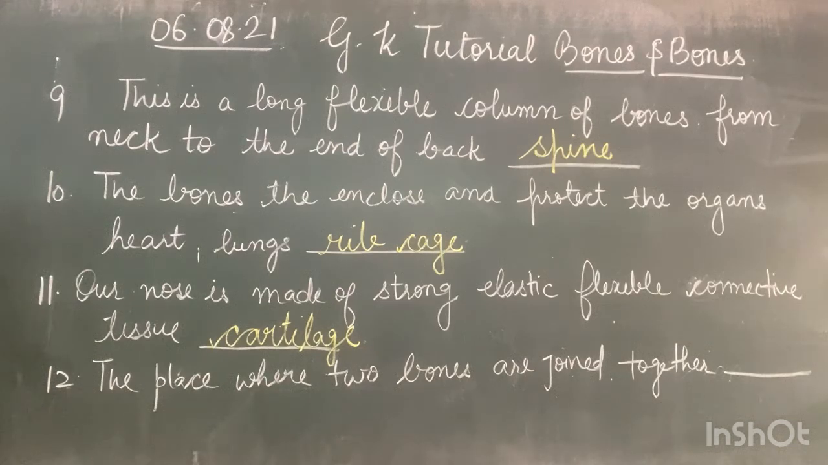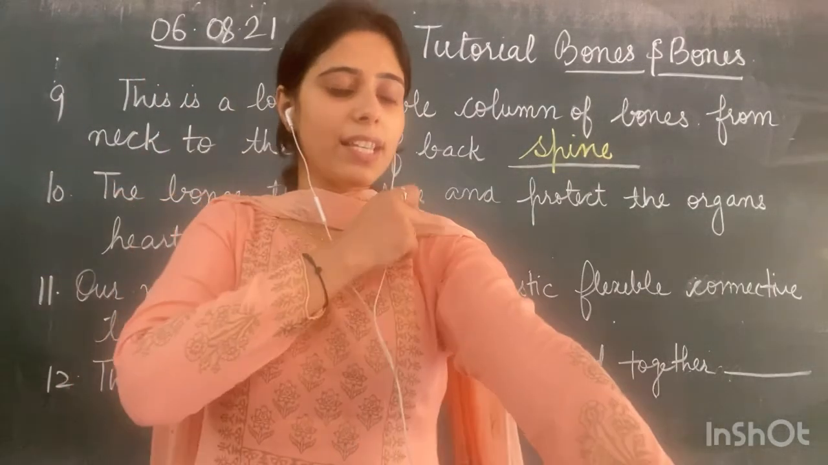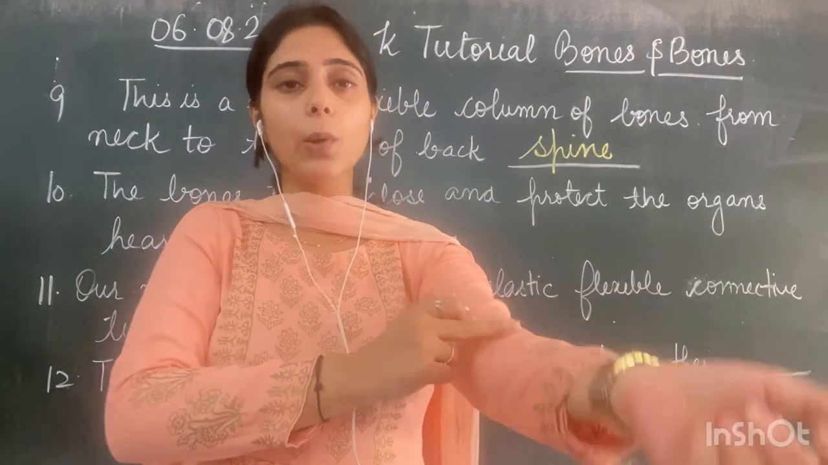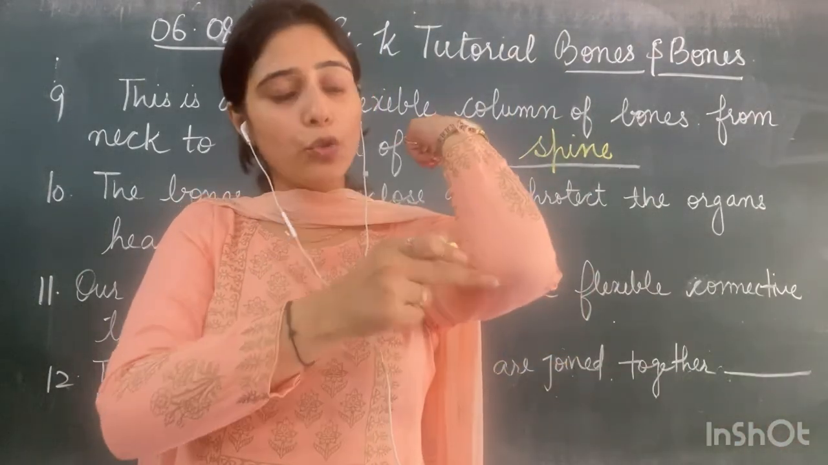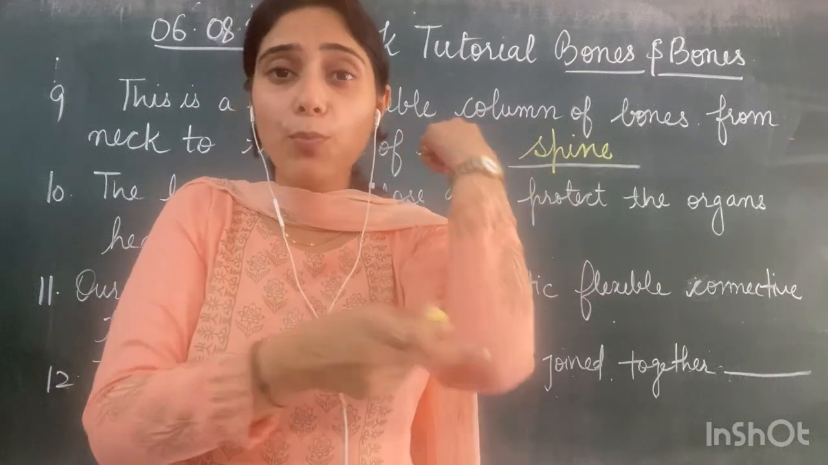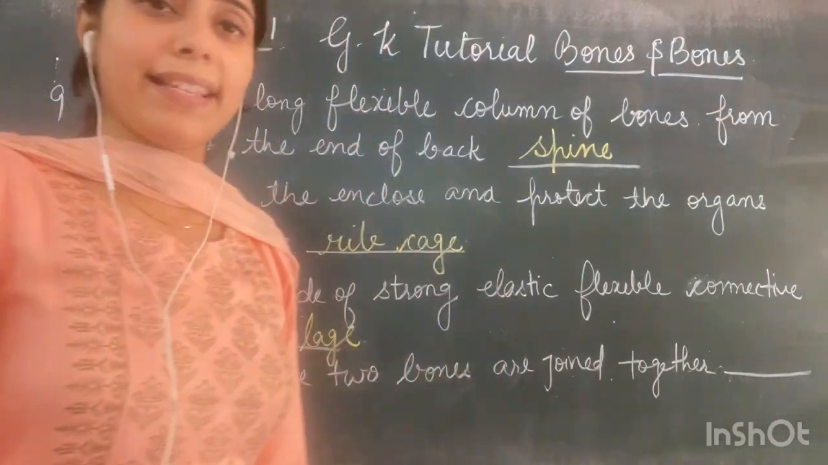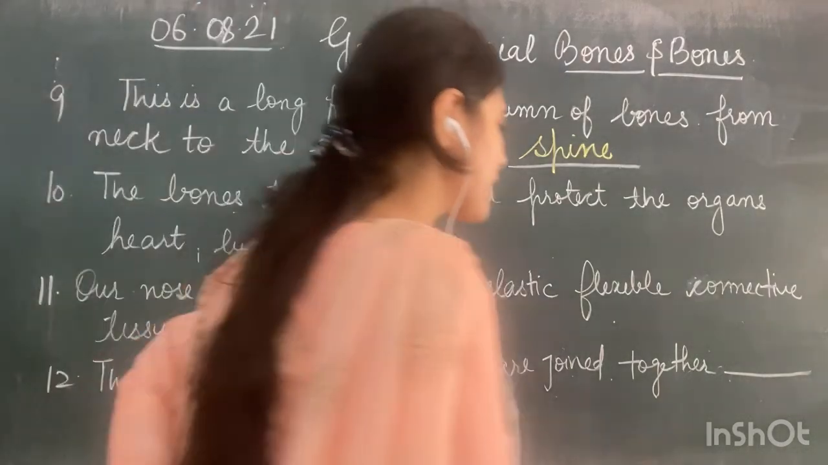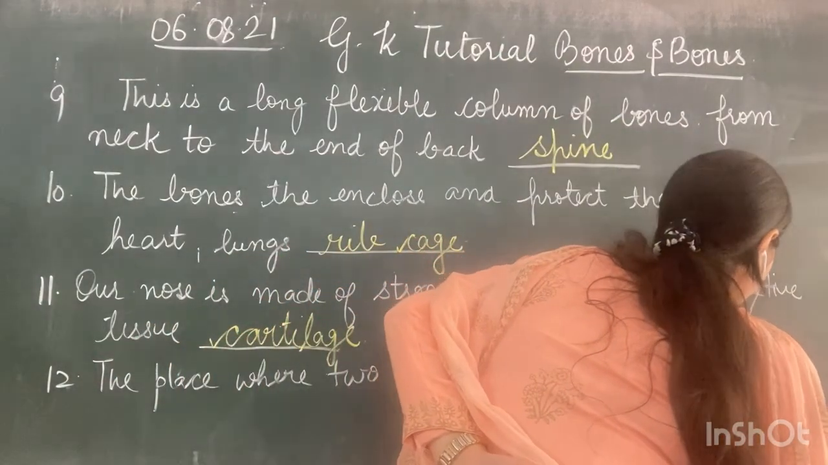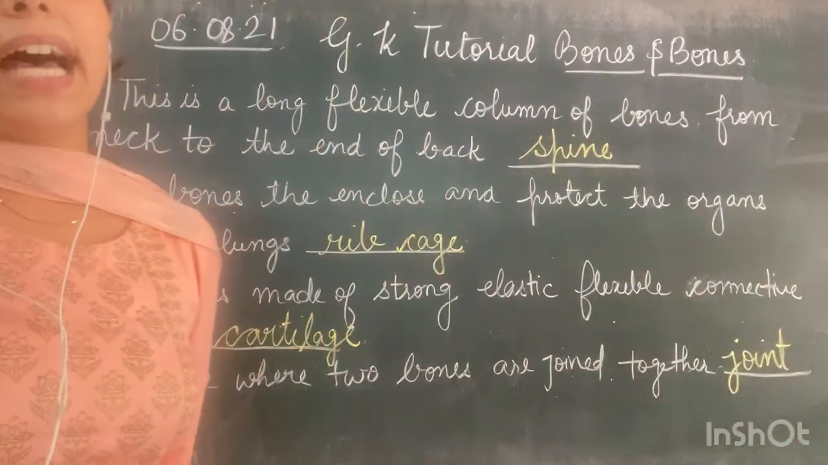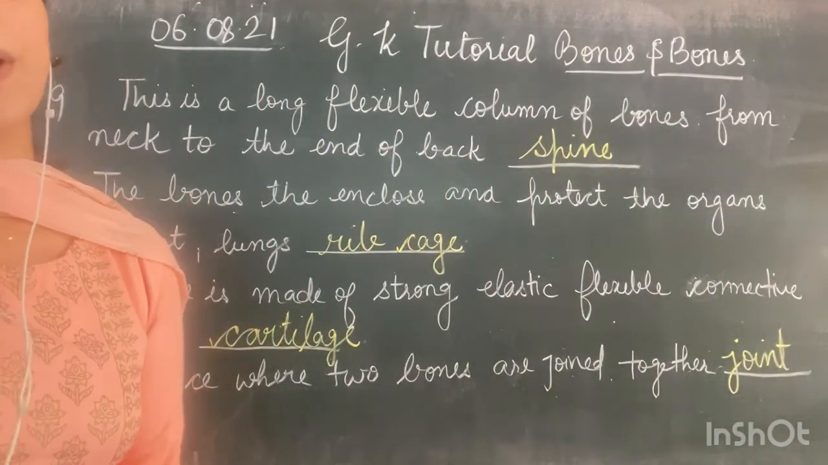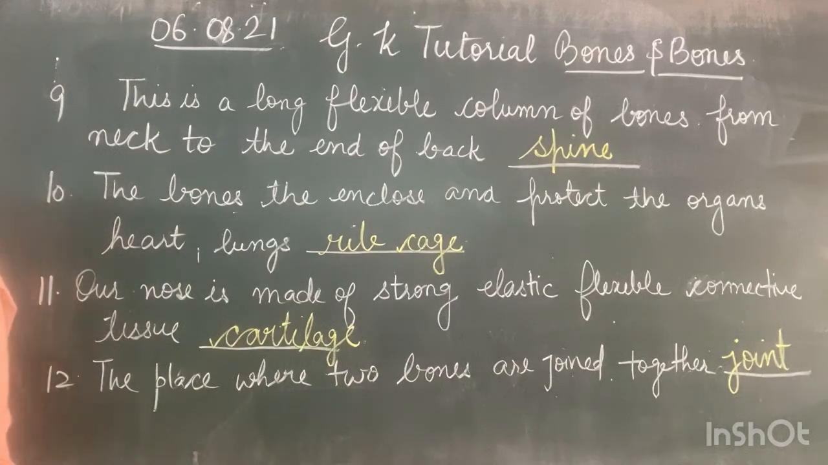So the last, the place where two bones are joined together. This is the upper bone of the arm, this is the lower bone, and they are joined here. The two bones are joined at this point. Now what is this point known as? Yes, the point is joint. Where the two bones join together, that's called a joint. So the answer is joint.